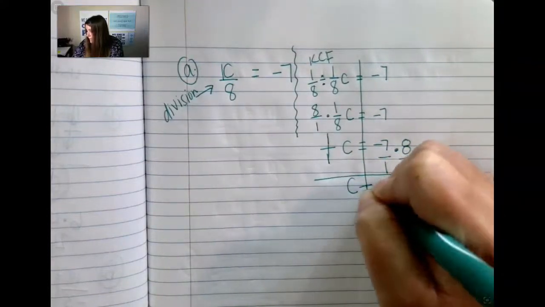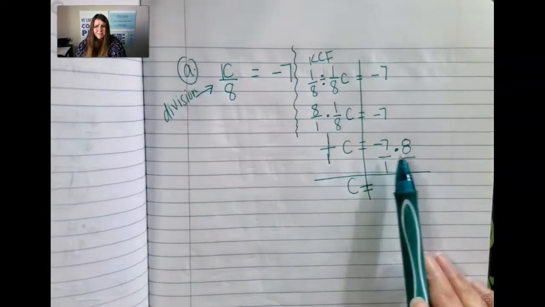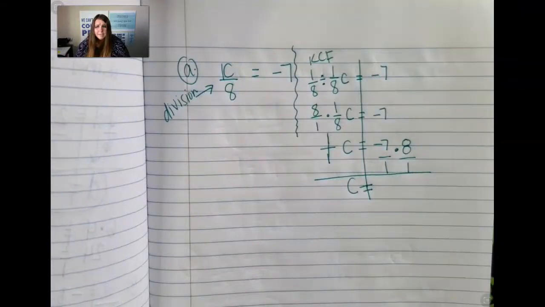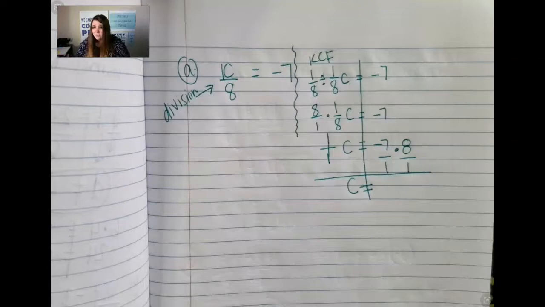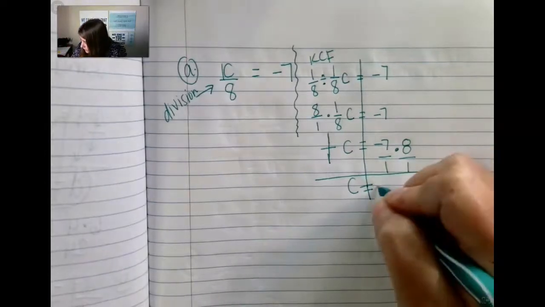C equals, now let's check it out. What is -7 times 8? Well, I know that 7 times 8 is 56. And the negative sign, because it's a negative times a positive, I'm going to end up with a -56.